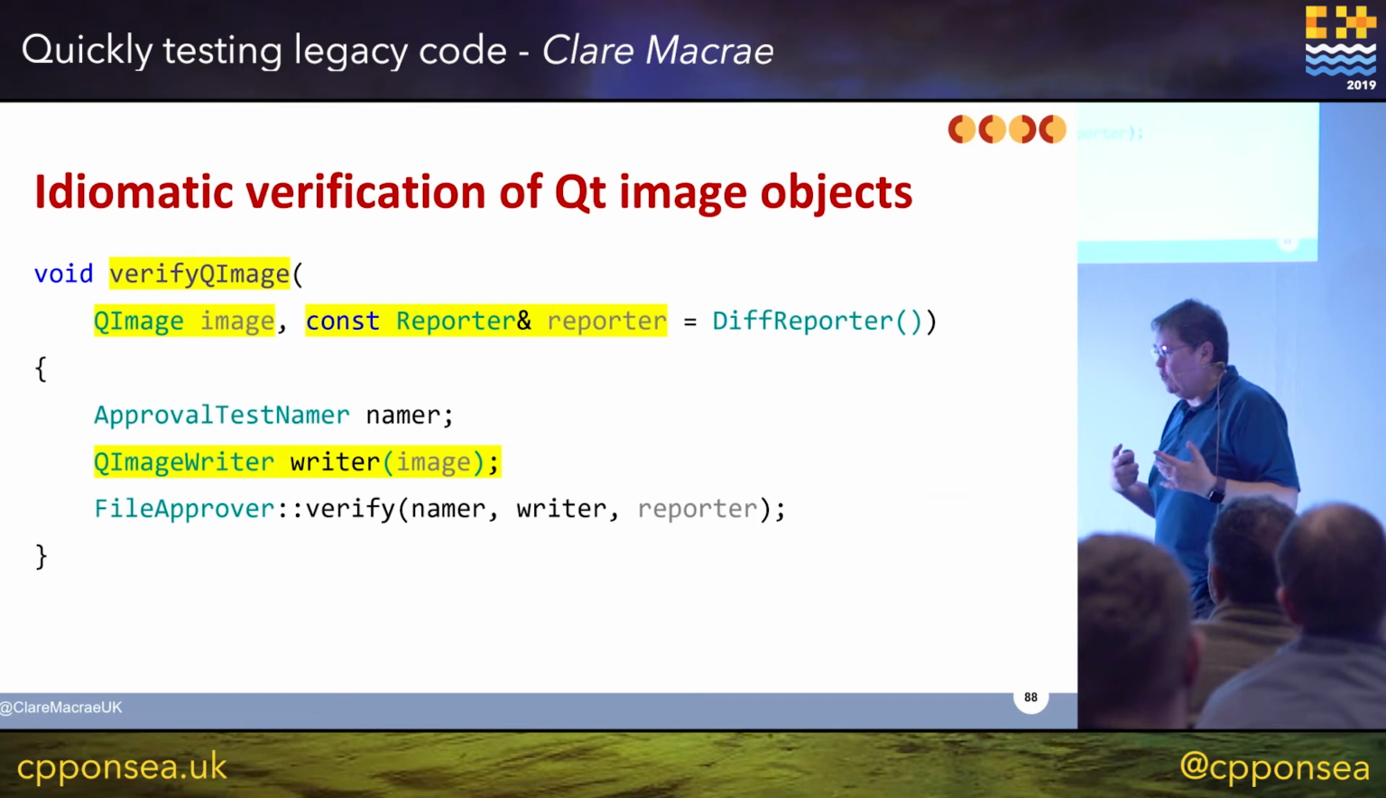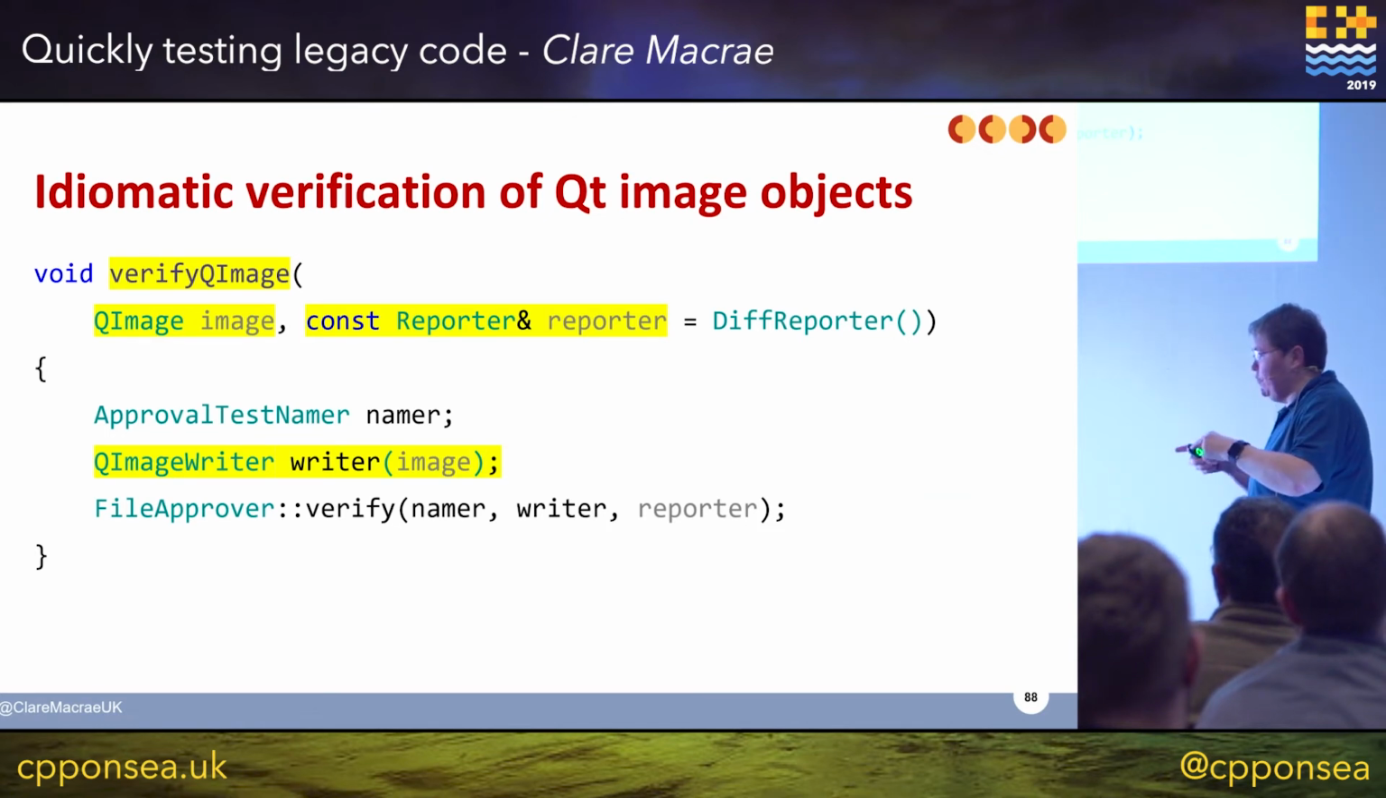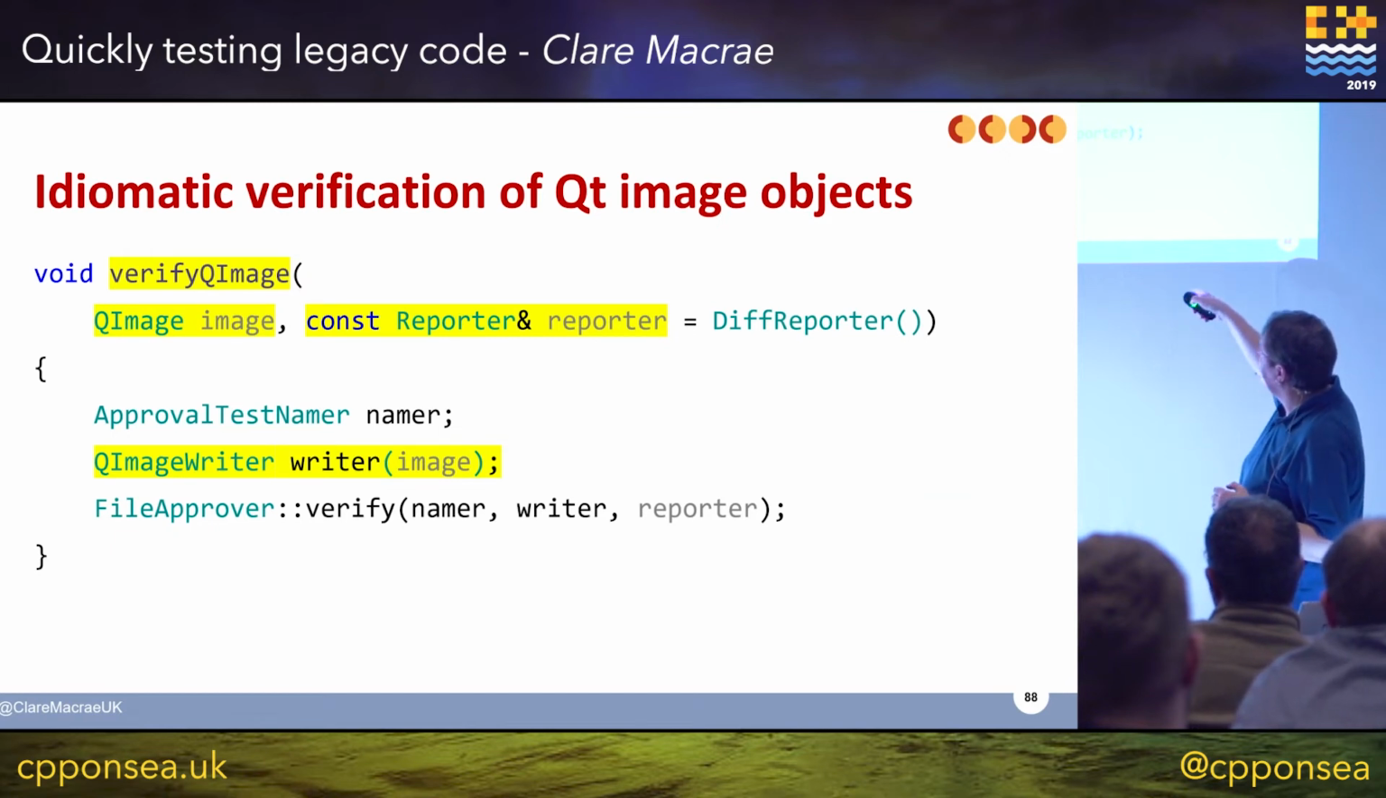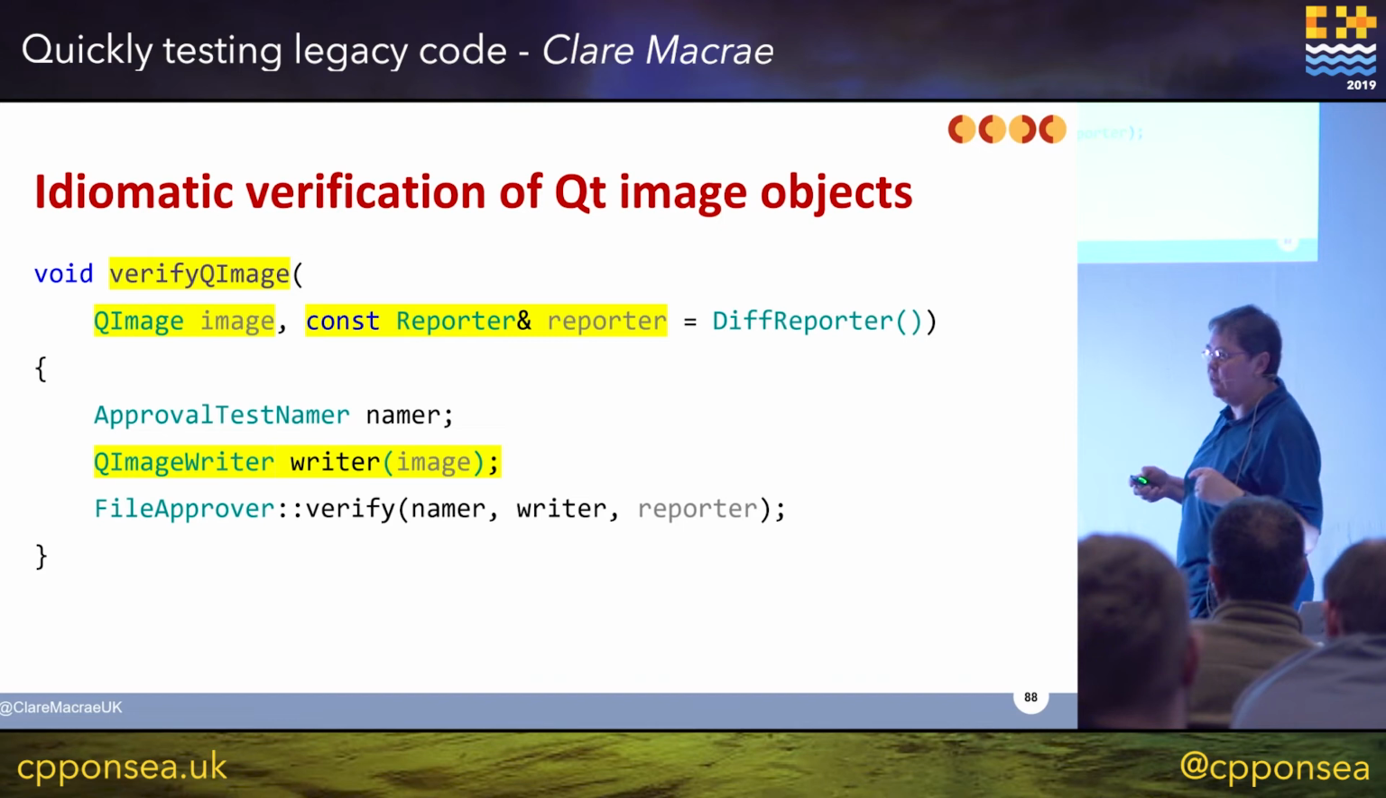So first of all, for my verify QImage, my QImage version of using the interface I just showed you, the pattern is you pass in the thing that you want to verify, and you provide a default reporter, but you allow people to provide their own reporter if they want. And then you call approval. You use approval test namer. I think it's very unusual to customize approval test namer. You create a writer object, and then you call file approver verify. That's that lowest level method that I just talked about.